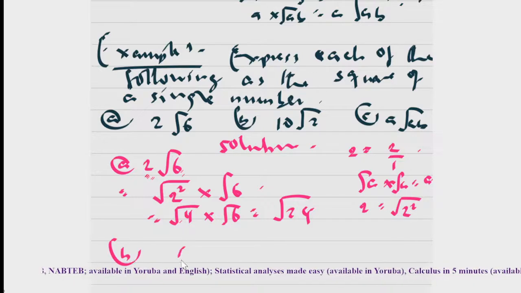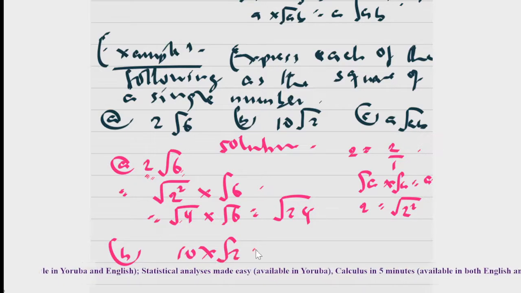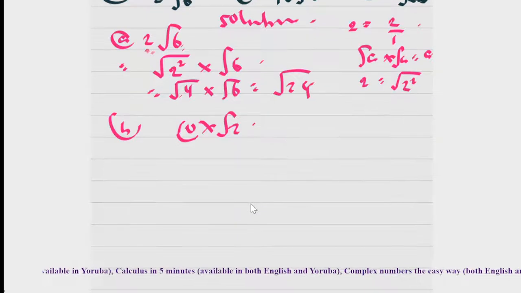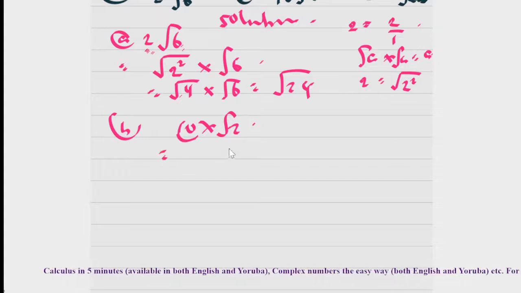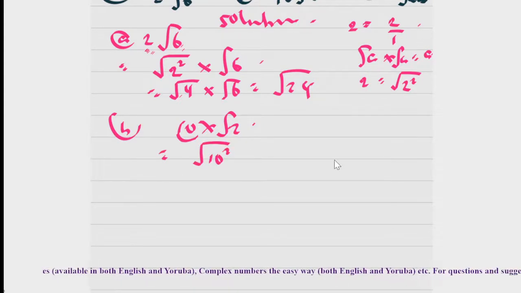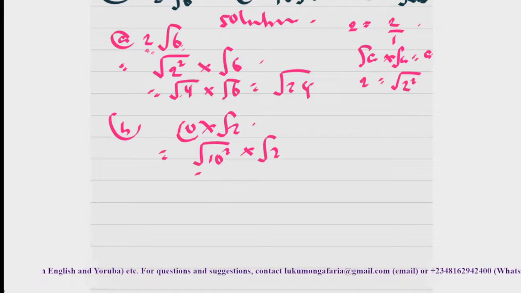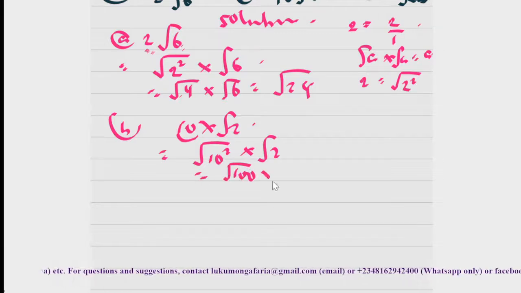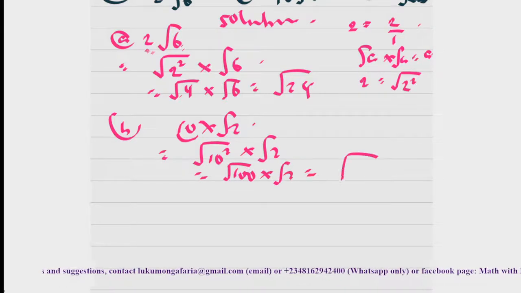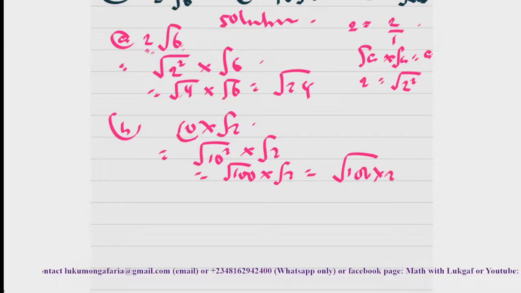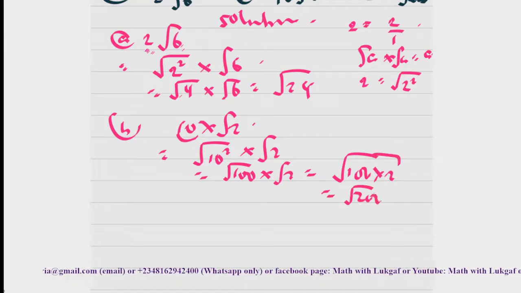And the second one, we have 10 multiplied by root 2. What are you going to do? The whole number, you are going to express it in the radical form as well. And that will give me root 10 everything squared. So it doesn't make any difference, because root 10 squared is root 100, which is the same thing as 10. So multiply by root 2, and this will give me root 100 multiplied by root 2, which is the same thing as root 100 times 2. So that will give you root 200.